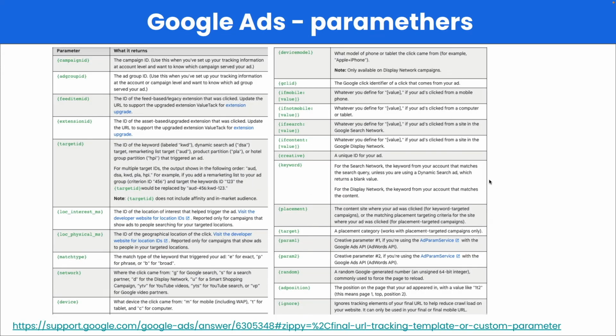Here you can see that we got a lot of different parameters. The most relevant are keywords, placement, campaign ID, ad ID, and so on. I will leave the link in the description below for you to observe these parameters.